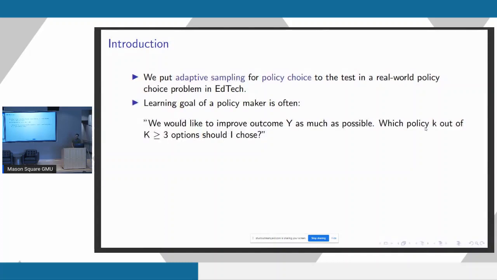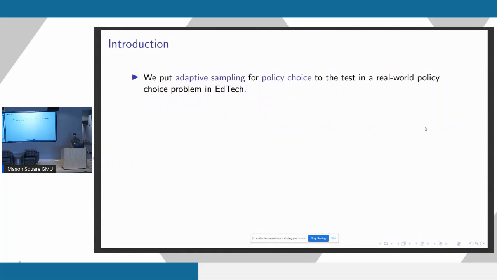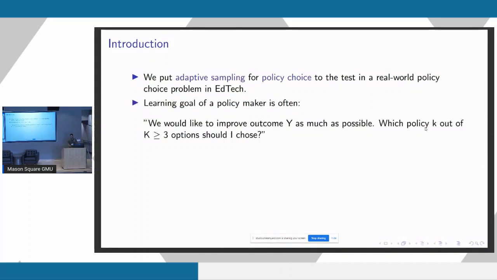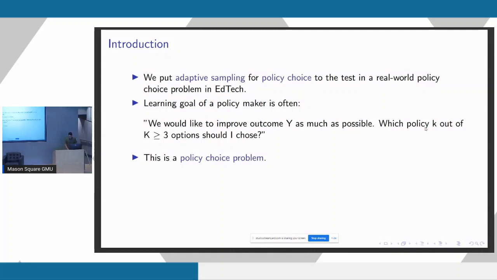So you see here that I've highlighted two phrases, adaptive sampling and policy choice. Let's talk about the second one first. Usually, the learning goal of a policymaker is the following. We would like to improve the outcome Y as much as possible. Which policy K out of multiple options should I choose? And this is what we define as a policy choice problem.